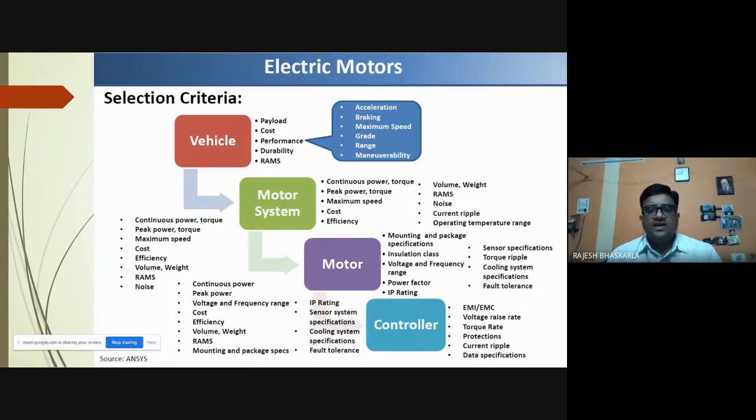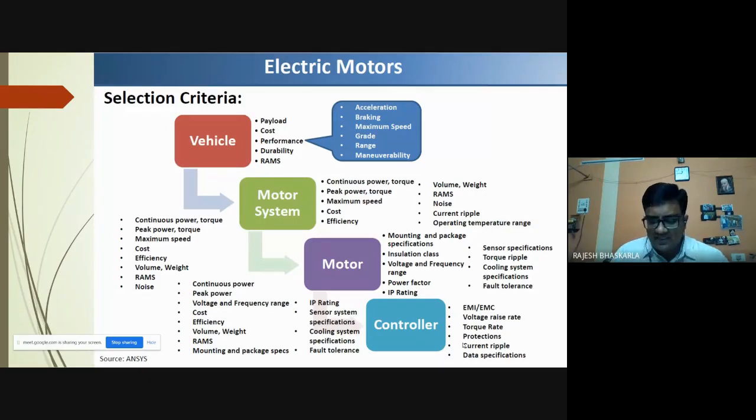At this point of time, you need not know all of this, but you have to know specifications like torque, power, peak power, maximum speed, cost, efficiency, and volume. Also the noise, the ratings of the sensors and cooling systems, the mounting, the mechanical characteristics, and the electromagnetic interference. All these are considered when we select a particular motor.